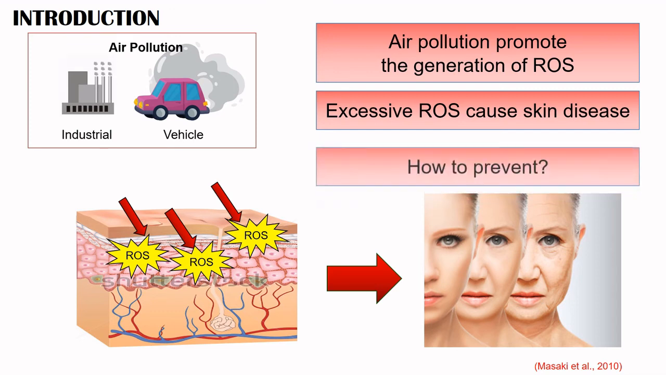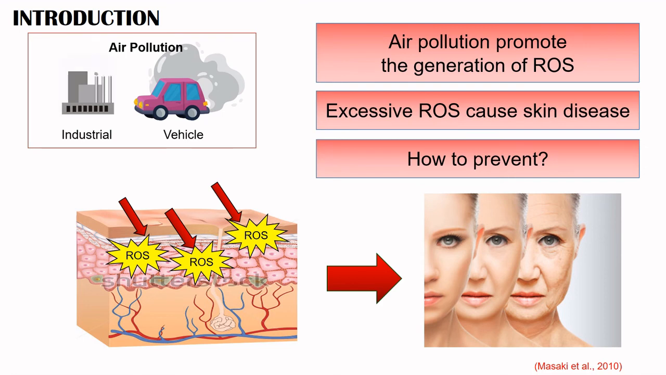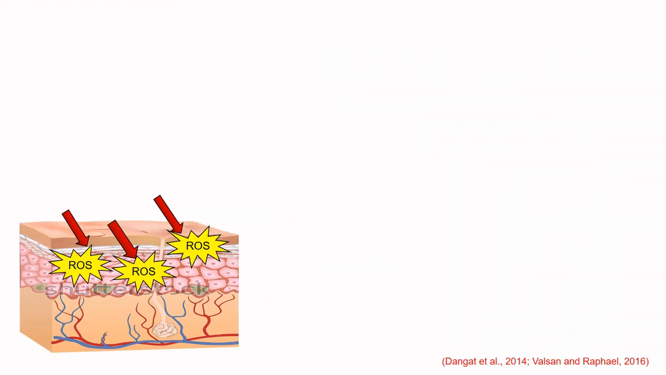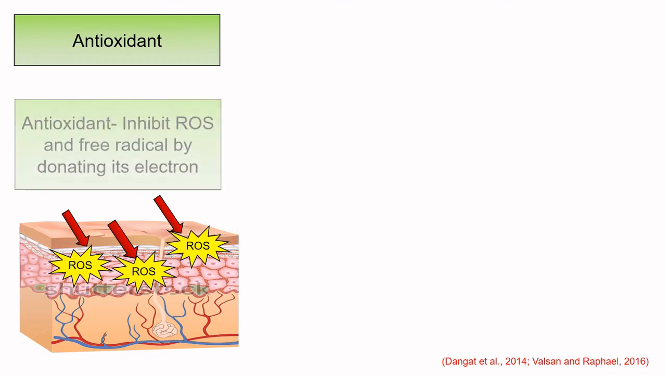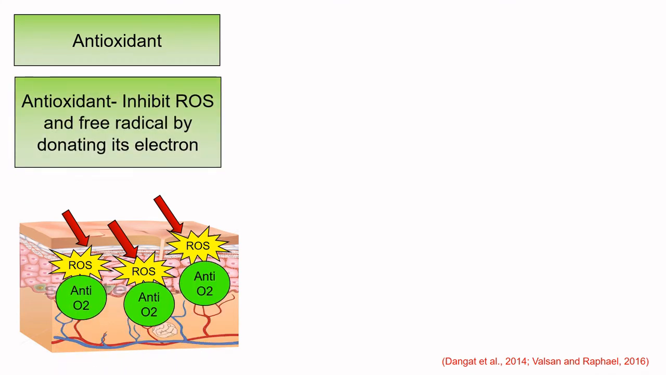So how to prevent this problem? We can prevent this problem by using antioxidants. What is an antioxidant? An antioxidant is a molecule that can inhibit the reaction of free radicals from ROS by donating its electron. Since the 20th century, the attention to seeking natural antioxidants has increased because natural antioxidants are considered safe, biodegradable, environmentally friendly, and also low cost.